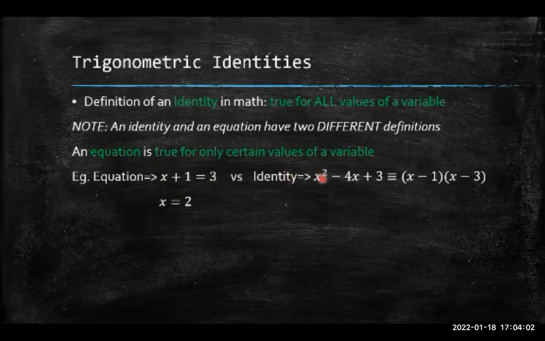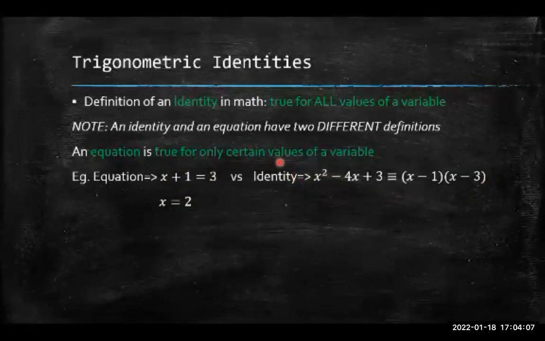But if you look on this side, I'm saying that this right here is an identity. x squared minus 4x plus 3 is the same as x minus 1 and x minus 3.